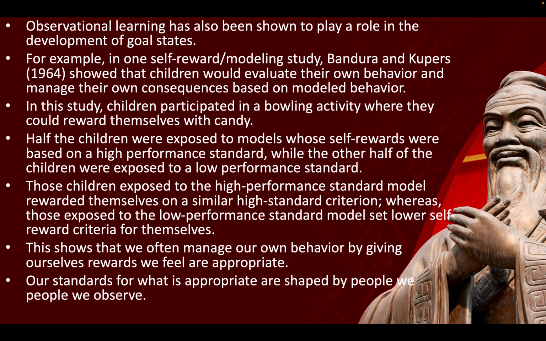Half the children were exposed to models whose self reward were based on a high performance standard, while the other half of the children were exposed to a low performance standard. Those children exposed to a high performance standard model rewarded themselves on a similar high standard criterion, whereas those exposed to the low performance standard model set lower self reward criteria for themselves. This shows that we often manage our own behavior by giving ourselves rewards we feel are appropriate. Our standards for what is appropriate are shaped by people we observe.